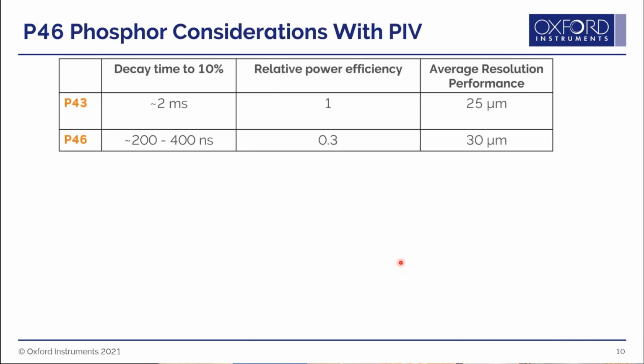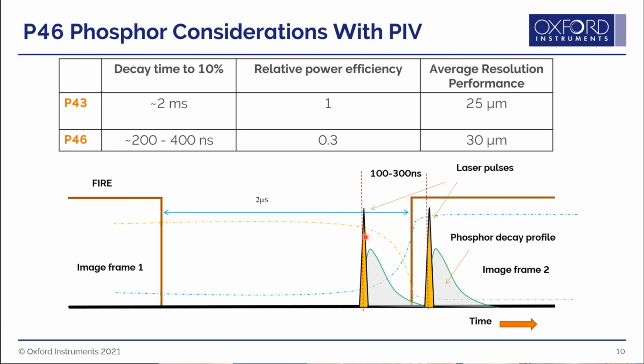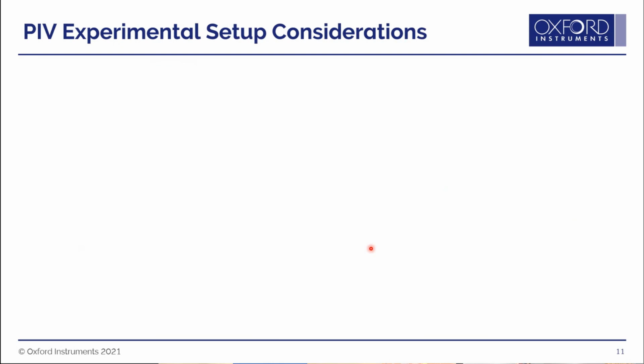Whereas if you have a P46 phosphor, which is generally better for PIV if you're really trying to get down to really narrow timescales, this kind of overlap is much less of a consideration, and you're only really likely to encounter problems with it if you're trying to access this 100 to 300 nanosecond crossover point. That's where you might still see some phosphor crossover, but if you're doing something like 2 microseconds, you may be at far less risk of this kind of small overlap of your phosphor.